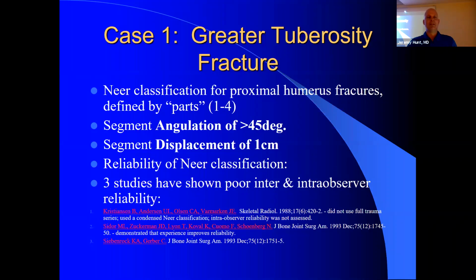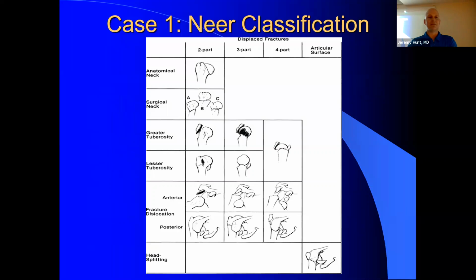Does that make sense? So it has to be displaced a certain amount, either angulated 45 degrees or displaced a centimeter, to be considered a part. The problem with that is even when I talk to my orthopedic colleagues, I say, oh, that's a 3-part fracture, but they say, well, only 1 part's really moved more than a centimeter. So there's certainly some poor inter and intra observer reliability in that classification system.